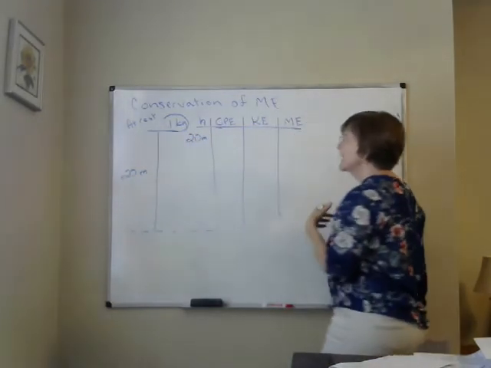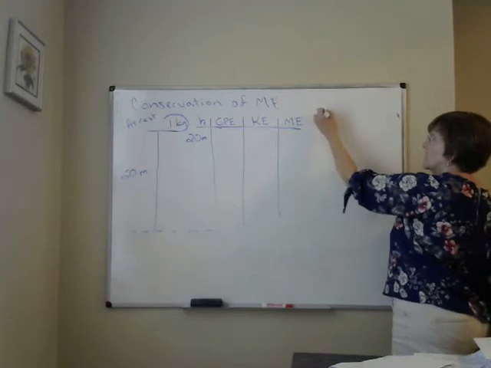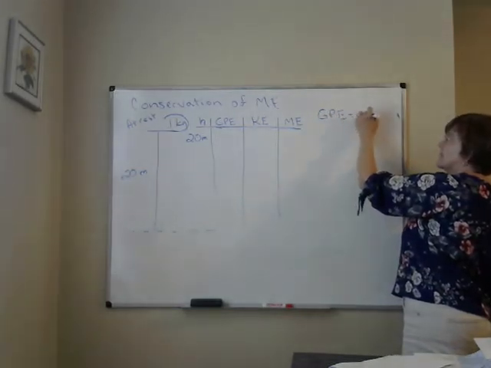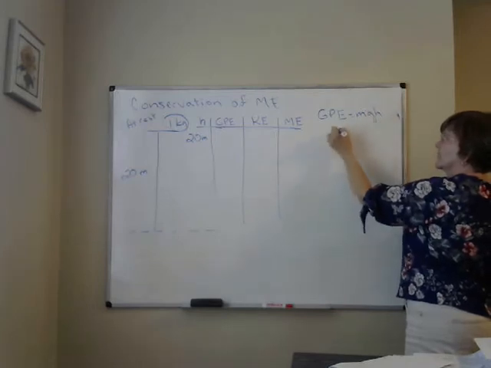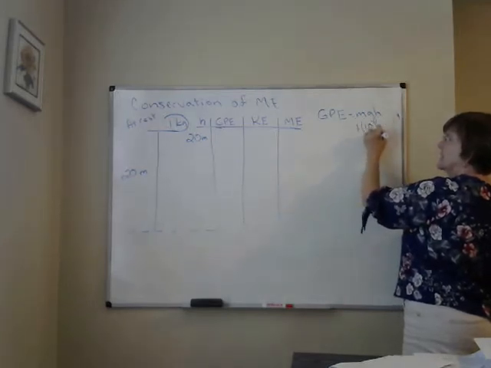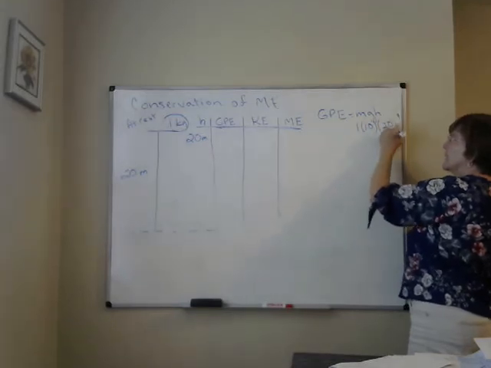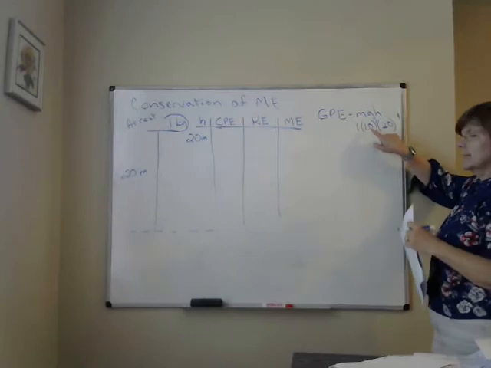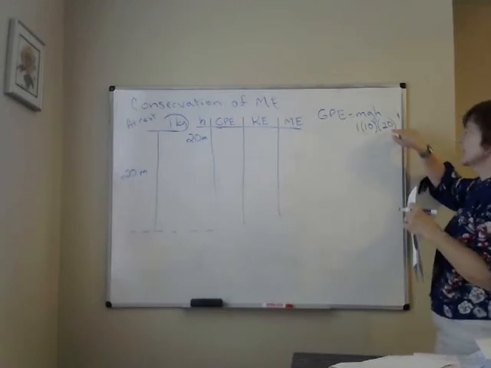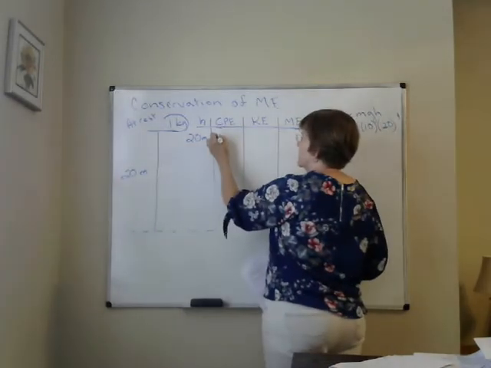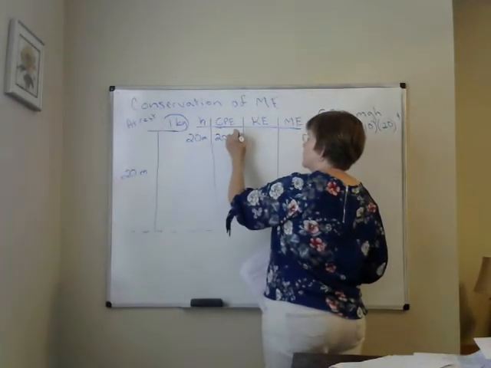The gravitational potential energy, we calculate gravitational potential energy as mgh. So we've got a mass of 1, g is 10, and h is 20. Well, if I multiply 1 kilogram times 10 meters per second squared times a height of 20, I find that the gravitational potential energy is 200 joules.